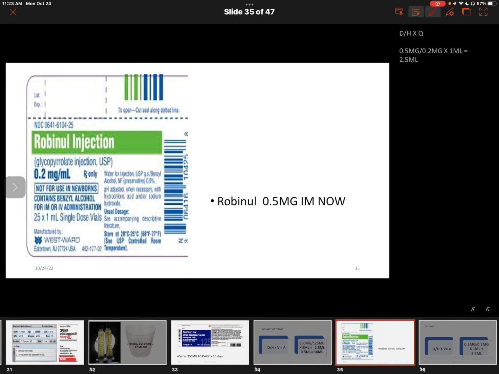Here's another one, Rubinol, 0.5 milligrams IM now, and what you have on hand is 0.2 milligrams per milliliter. So how would you set up this problem?